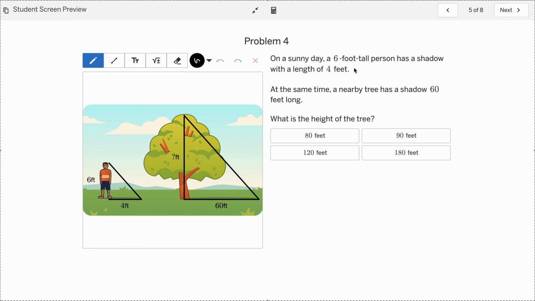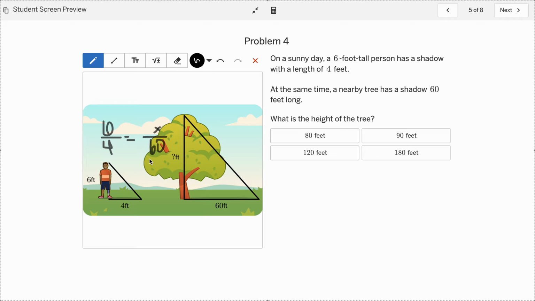On a sunny day, a 6-foot tall person has a shadow with a length of 4 feet. At the same time, a nearby tree has a shadow of 60 feet. What is the height of the tree? Well, we're assuming that these are going to be similar triangles. So if he is 6 foot and the shadow is 4 feet, I know that that would be a ratio of 6 to 4, which is going to be equal to my ratio of x over 60.